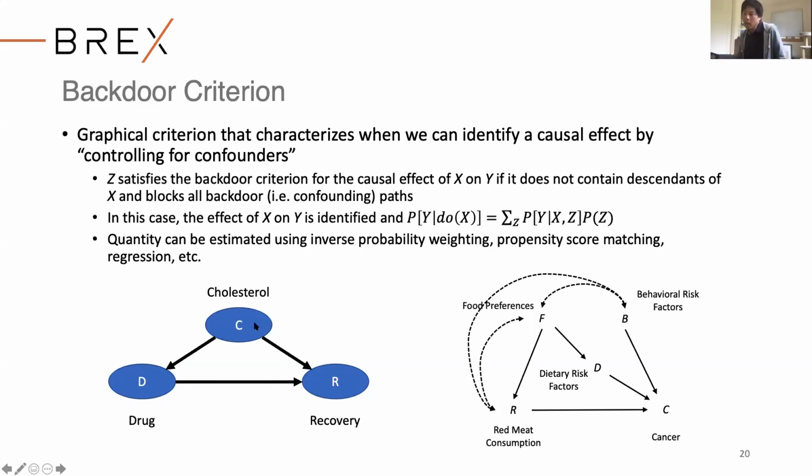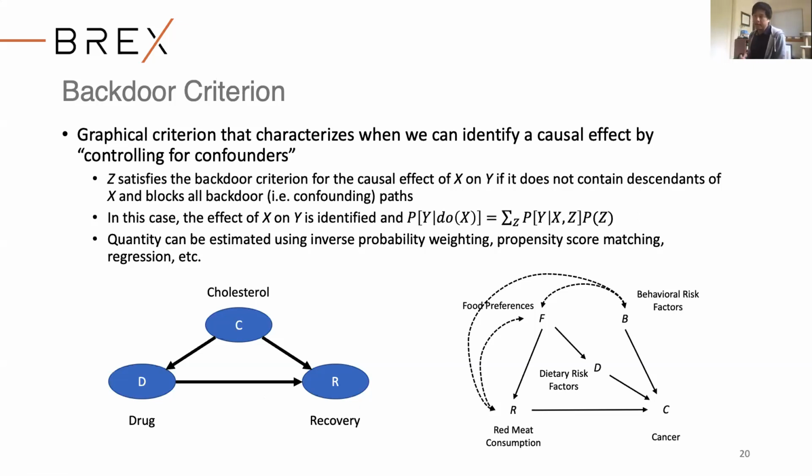So in this case, if I control for cholesterol, I condition on cholesterol, it will block that backdoor path. And then what I'm left with is this direct causal effect, which is what I want to actually measure. So that's how I can confirm from the graph whether this is a variable I need to control for, or a variable I shouldn't control for, or don't need to control for.